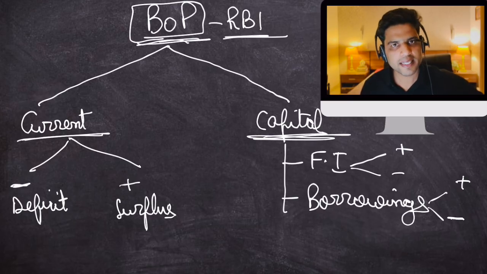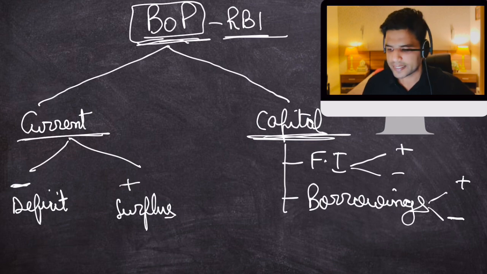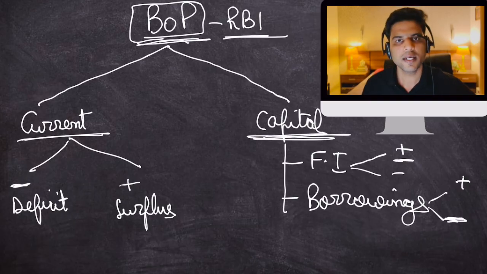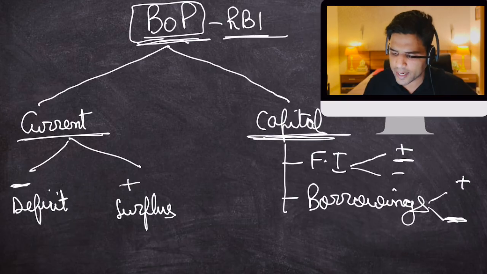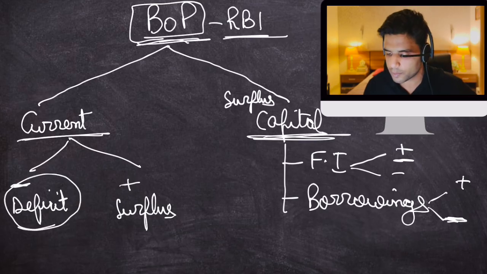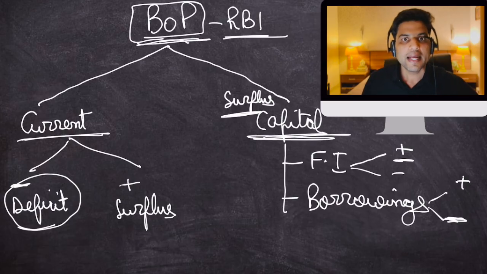Clear? Makes sense. Now, if there is net plus in capital account, it is a surplus, and if there is net minus, it is a capital account deficit. Generally, India runs a capital account surplus. Yes, we generally run a current account deficit, but in terms of capital account, we are in surplus. Now let's talk about overall balance of payment.